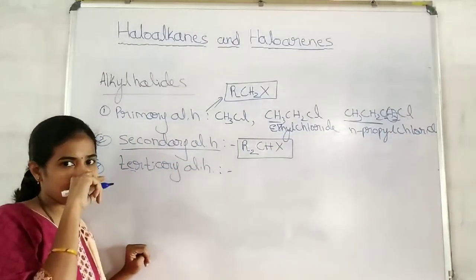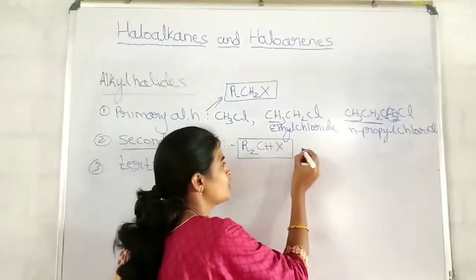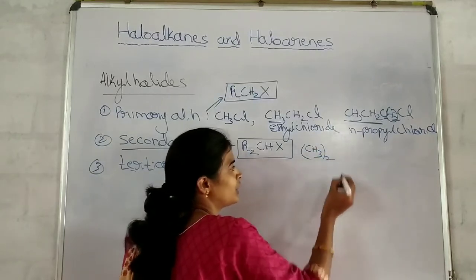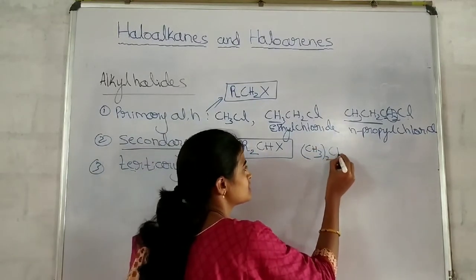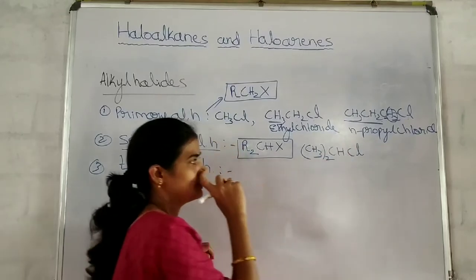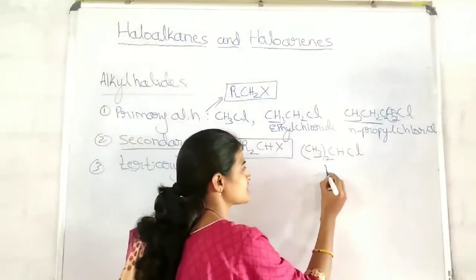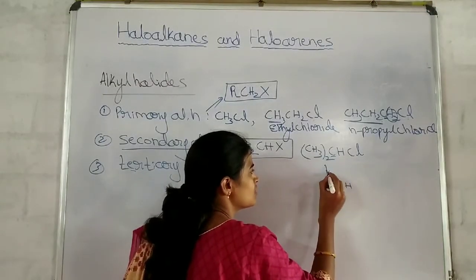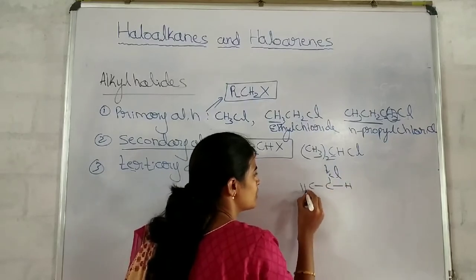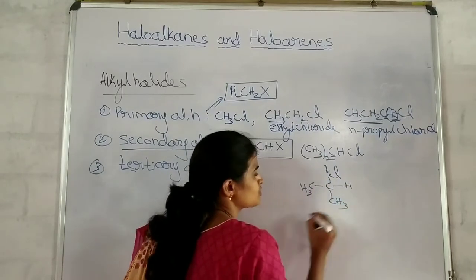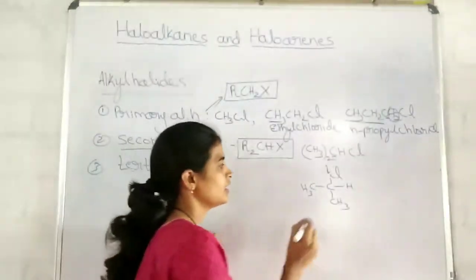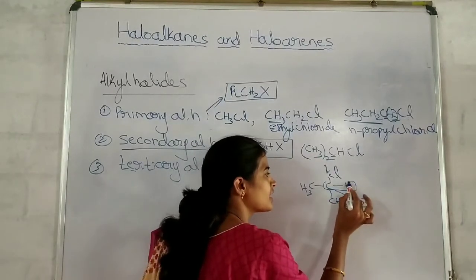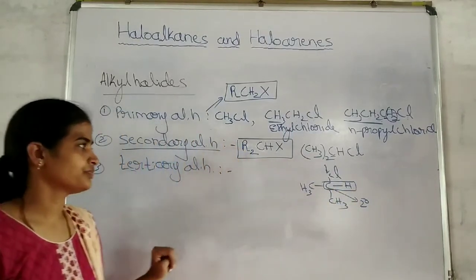Now you all can write the example for this secondary. R2 means I will write 2 CH3, that is (CH3)2CHCl. What is the detailed structure of this? This is the central carbon atom. On one side H is attached, on one side Cl is attached, and on two sides two CH3 groups are attached. Got it? And this is what? Secondary. Why is this secondary? This is directly attached with only one hydrogen atom.